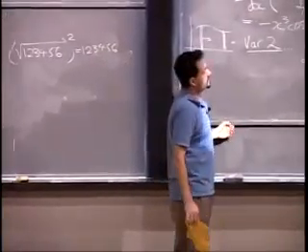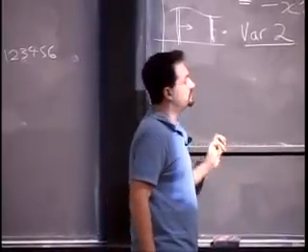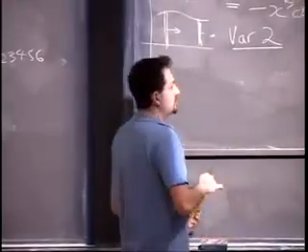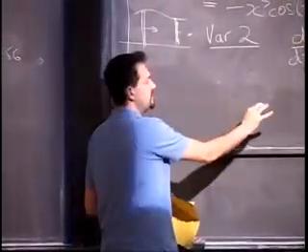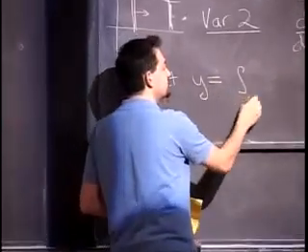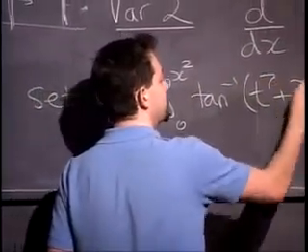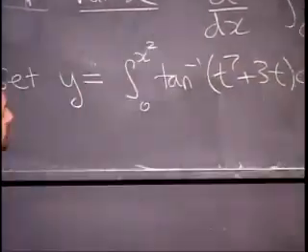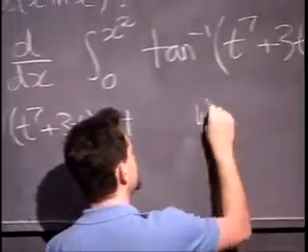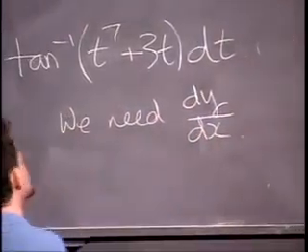We could almost write down the answer, but I think it would be wise to be prudent here. We want to find the derivative of something. Let's call that y. In order to find this, instead of just going with equals, I'm just going to set y to be the integral from 0 to x squared of inverse tan of t to the 7 plus 3t dt. And what are we actually looking for? Well, this is just the derivative of this. So we need dy dx.